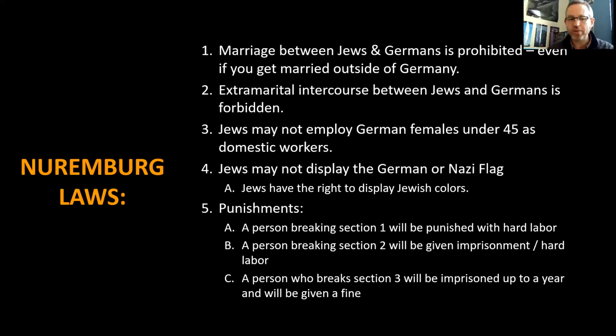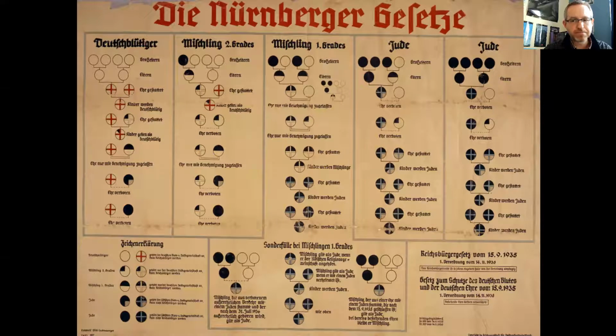You might see number 4. Number 4 says Jews can't display the German or Nazi flag, but they have the right to display Jewish colors. You might say, well, that's weird. Why would they let them fly their own flag as a symbol of like pride? And the answer is it's one of identification, right? They want to know where these people are, so when they want to round them up, they can round them up.